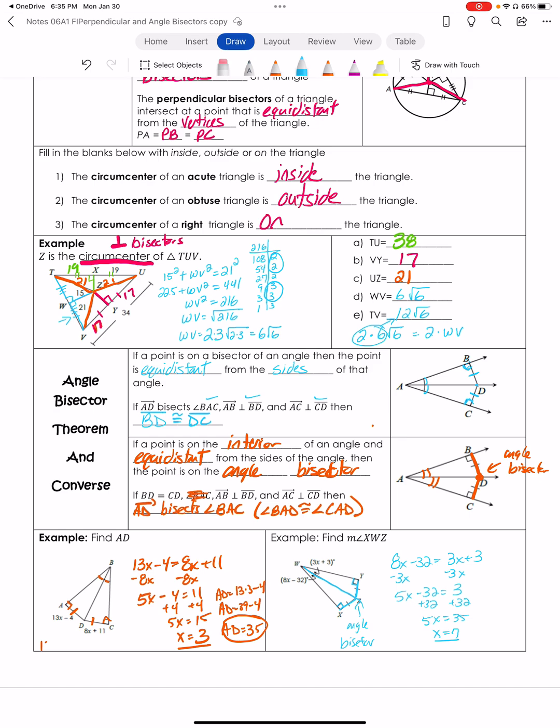But it says find the measure of angle XWY. That whole angle. Well, I know this is 3 times 7 plus 3, which is going to be 24. And this is 8 times 7 minus 32, which is 56 minus 32, which is also 24. Okay, so I know that the measure of angle XWY must be equal to 24 plus 24, which is 48 degrees.